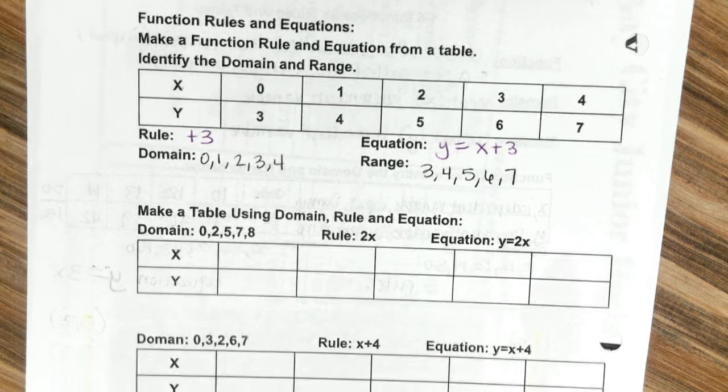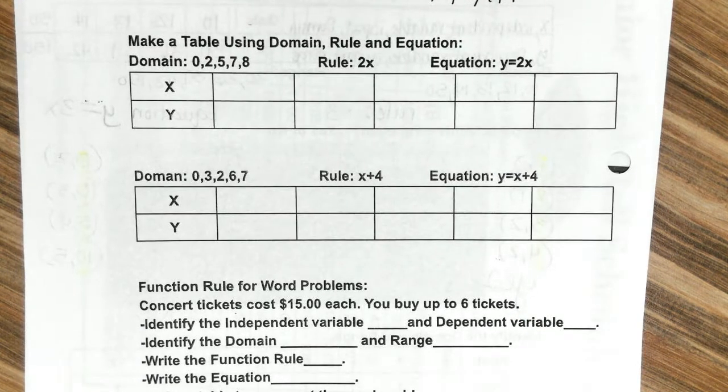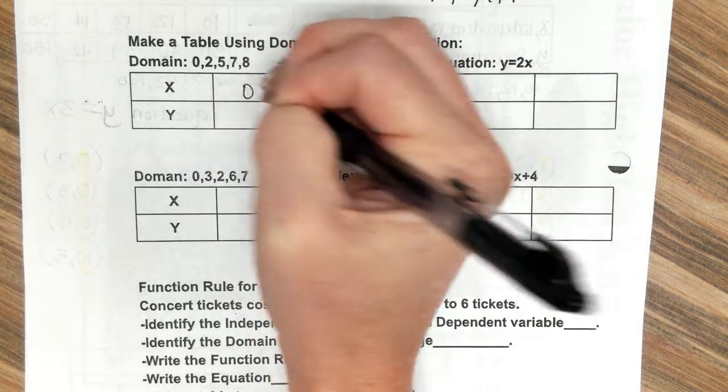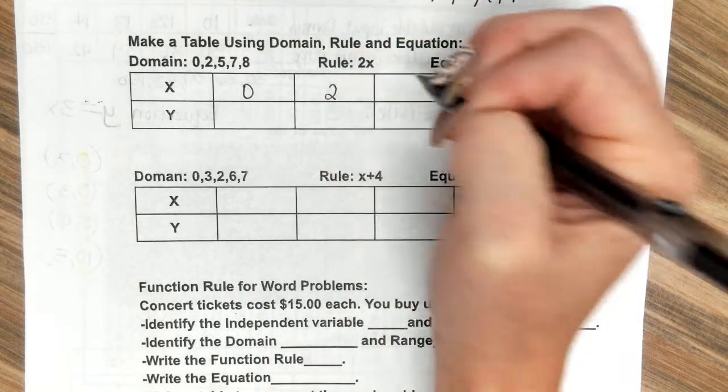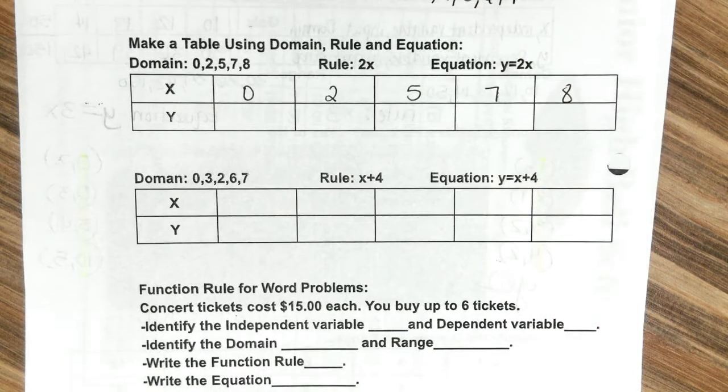Now, on the next one, they did it backwards. This time, they gave you the domain, they gave you the rule, they gave you the equation, and they want you to fill out the table. So where do you think I should start? Yeah, they gave me the domains, right? They gave me the x's. So I'm going to go list 0, 2, 5, 7, and 8.